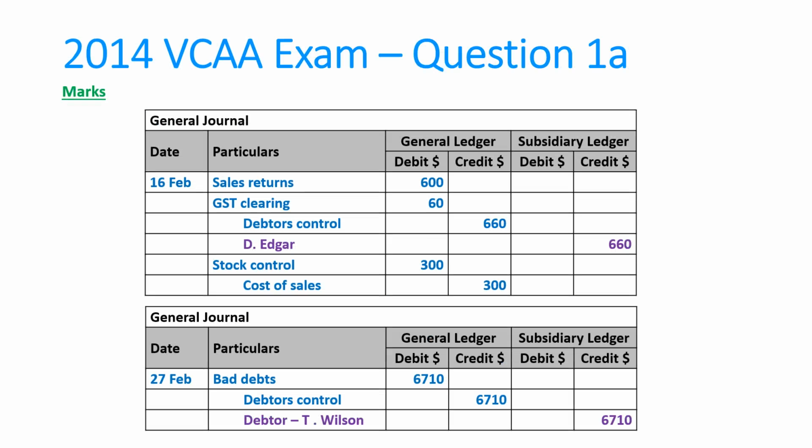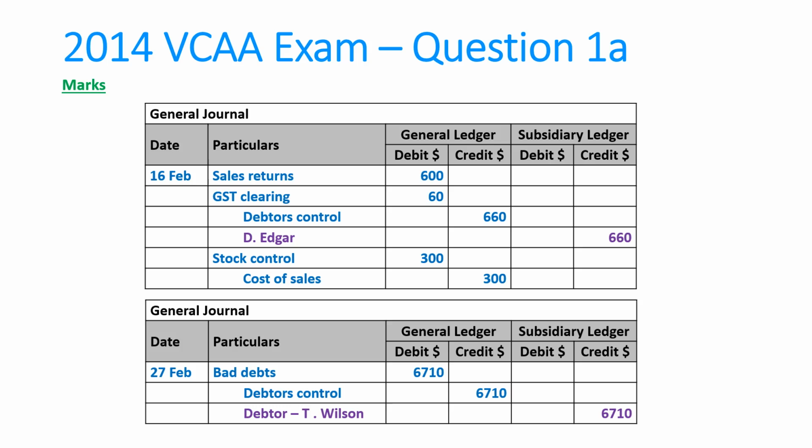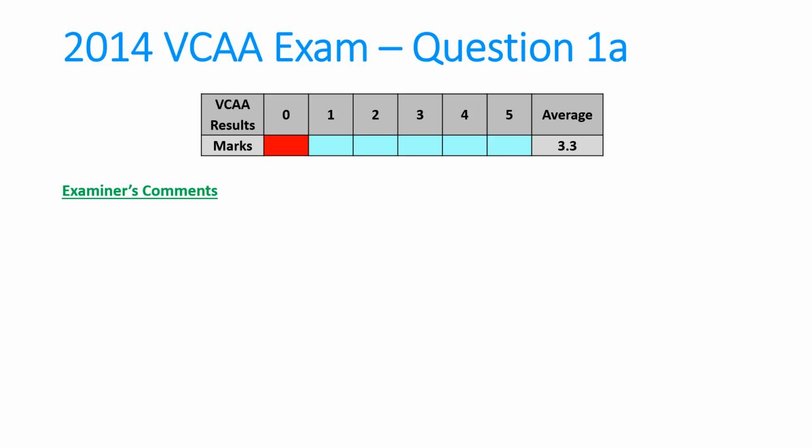Wilson. Looking at where the marks were for this question, there was 1 mark for getting the debits to sales returns and GST clearing, 1 mark for getting debtors control plus the subsidiary ledger, and 1 mark for the debit to stock and credit to cost of sales. So 3 marks for the sales return. For the bad debt, there were 2 marks, 1 for the debit to bad debts, and 1 mark for the 2 entries for debtors control and debtor T. Wilson.